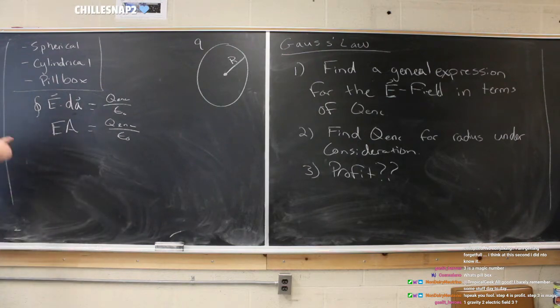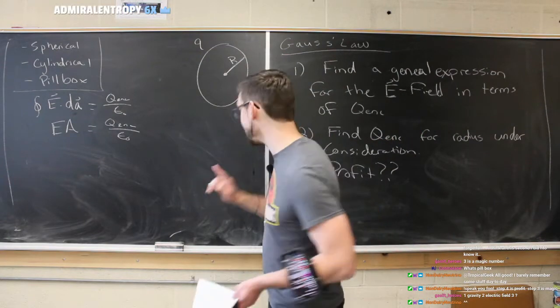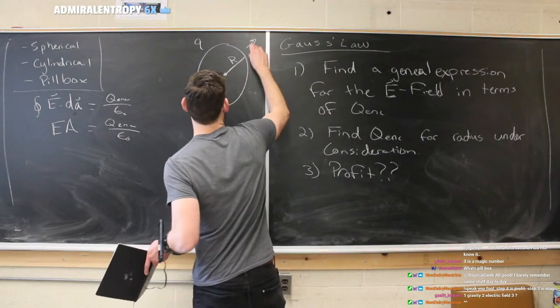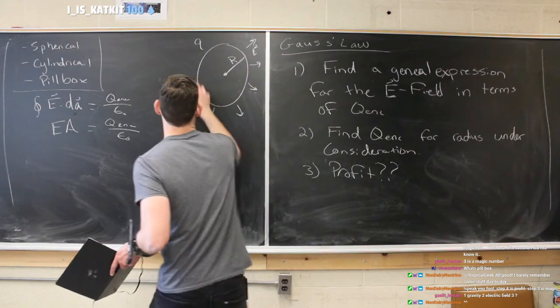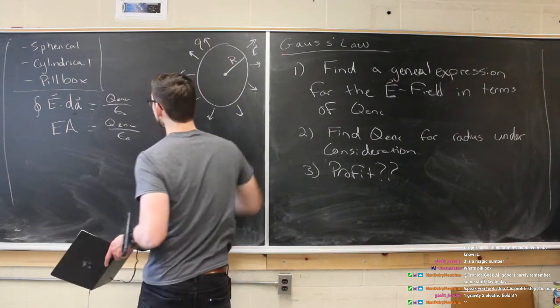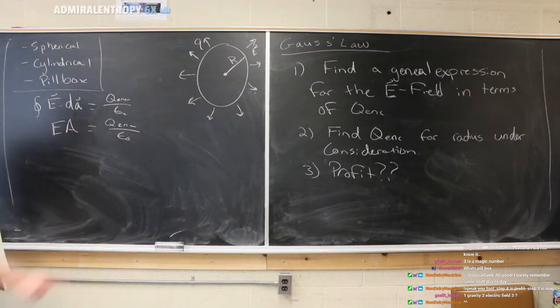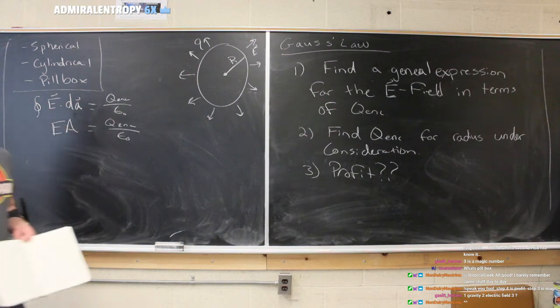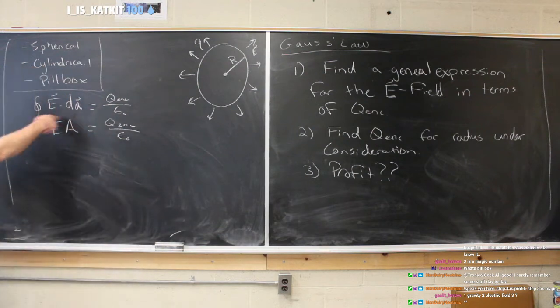Remember, this dot product means there's a cosine theta, but we know that the electric field is propagating outward radially. If the E field points in every direction, and the surface is also some Gaussian sphere, and dA's direction is perpendicular to the surface, then E and A will be in the same direction. So this dot product has a cosine of 0, and cosine of 0 is 1. This dot product just boils down to E dA, and the integral over the surface means we take into consideration the entire surface.